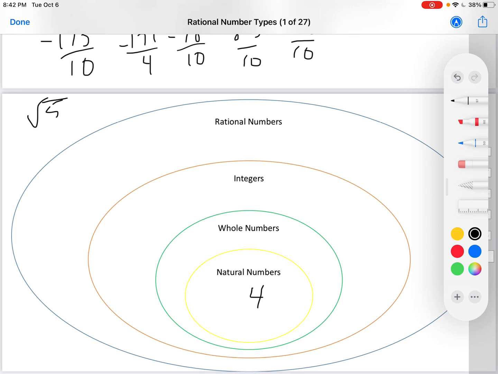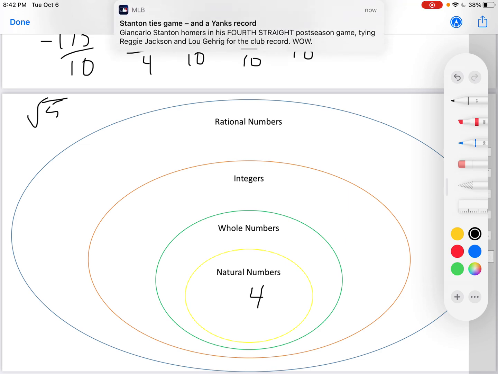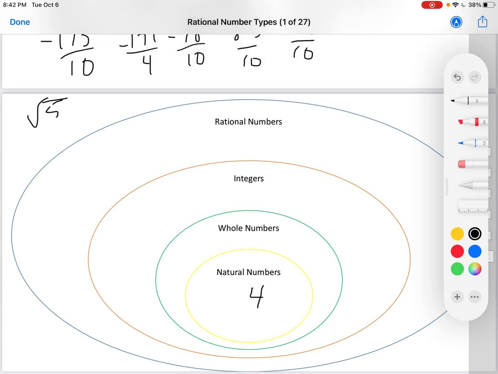It is also a whole number, it is also an integer, it is also a rational number, but the best place for it is in that tiny little circle in the middle. Okay, not even circle, shape, curvy shape. 0 goes here. It is the only number that's a whole number that is not a natural number.